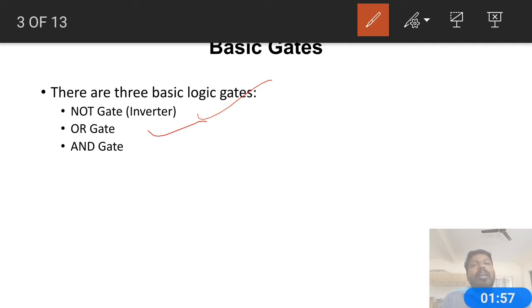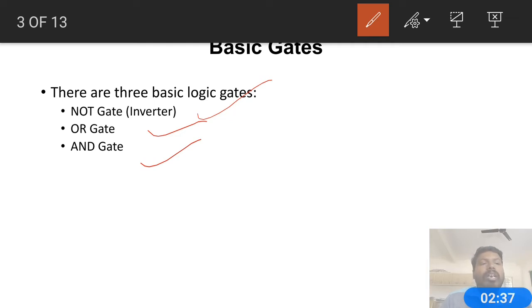Understand? Then the AND gate. What is the output condition of the AND gate? When all inputs are 1, then the output will be 1. For example, 0 and 0 will be 0. 0 and 1 will be 0. 1 and 0 will be 0. Why? Because in all of the above three combinations, not all the inputs are 1. The final combination, 1 and 1, will be 1. See, in the last combination 1 and 1, all the inputs are 1.